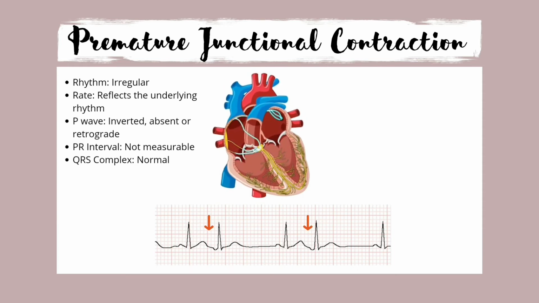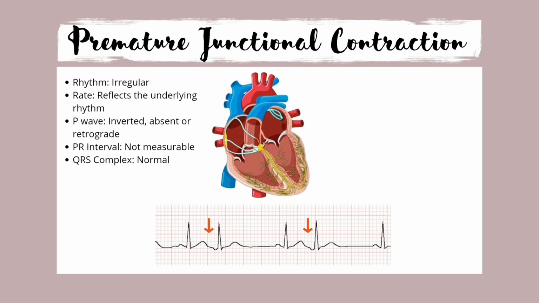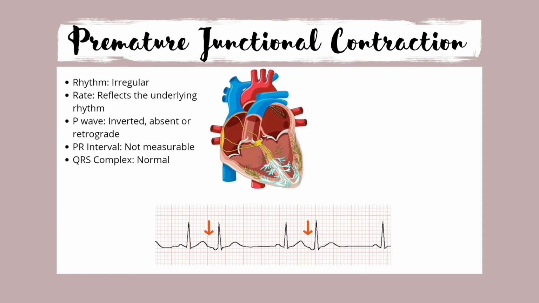Characteristics. Rhythm, irregular. Rate, reflects the underlying rhythm. P wave, inverted, absent or retrograde. PR interval, not measurable. QRS complex, normal.